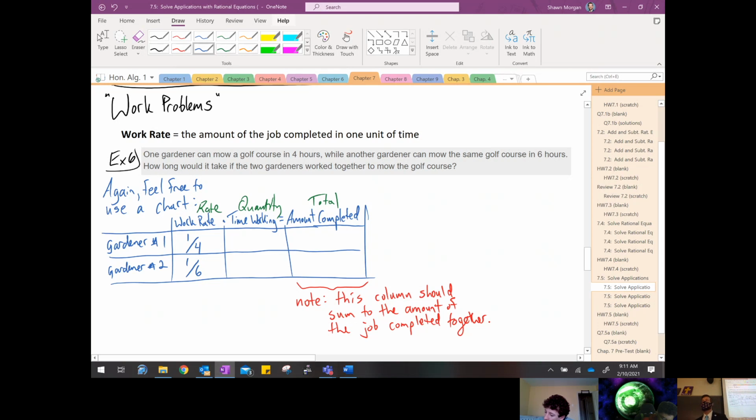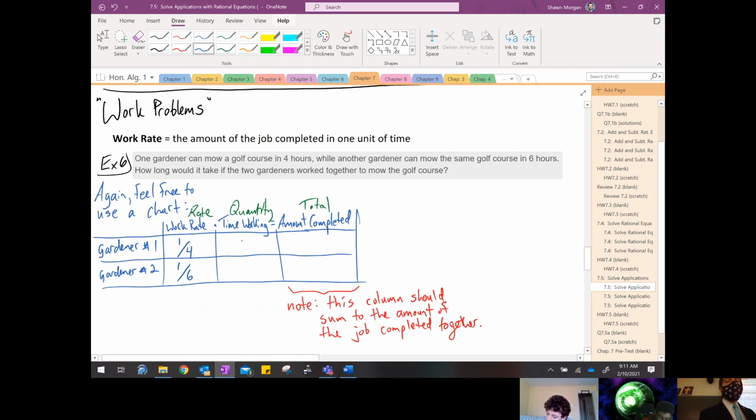Now, the question that they're asking is how long will it take the two gardeners together to mow the course? So, we don't know their time. That's going to be our unknown. And then we simply multiply from left to right, as we always do. Whether it's a dirt problem, whether it's coins and the number of coins, the value per coin, and total amount of money, we always multiply from left to right.